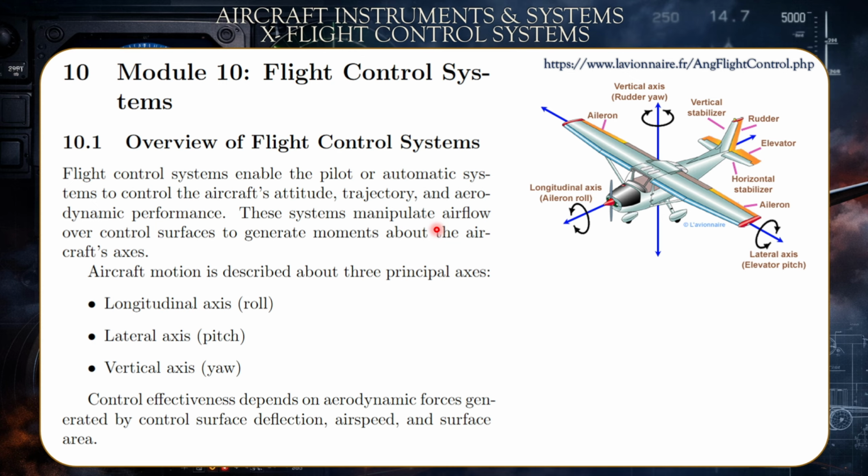These systems manipulate airflow over control surfaces. The controls are the ailerons, elevators, and rudder. The control surfaces are the wings and stabilizer, also the fuselage. So these systems manipulate airflow over control surfaces to generate moments about the aircraft's axis to enable the roll and change of direction or up and down pitching.